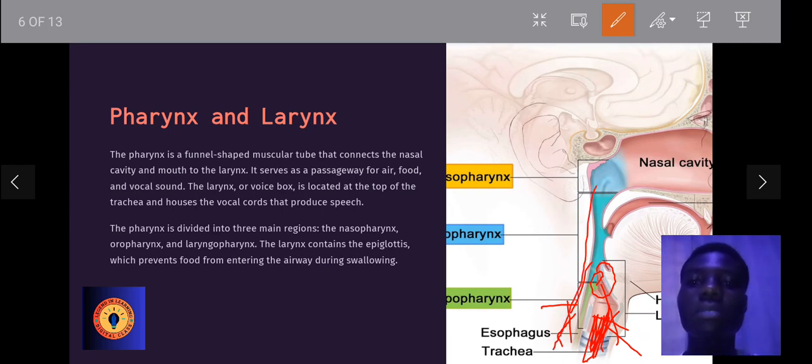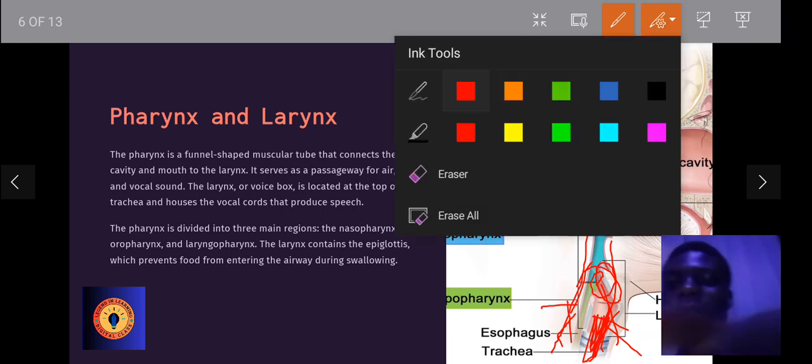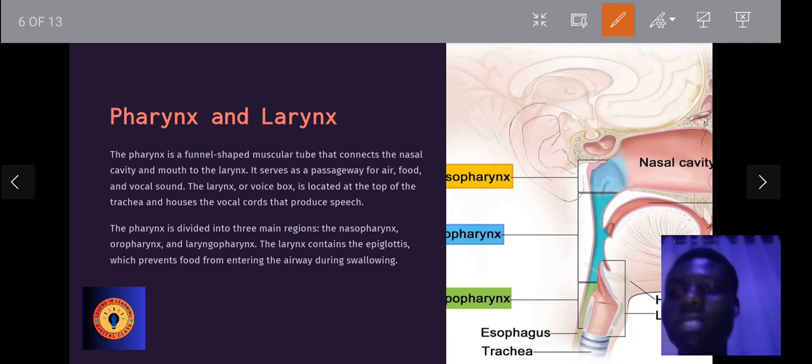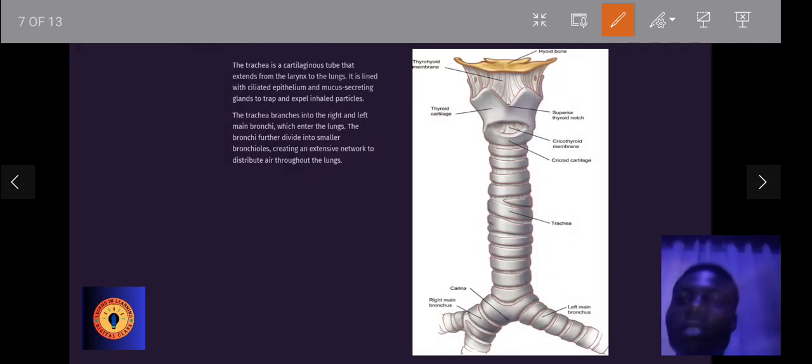So when we swallow, the food comes directly here. It's not supposed to come here. So this thing here prevents food from entering the trachea. So the epiglottis prevents food from entering the airway or the trachea. Now let's move on.